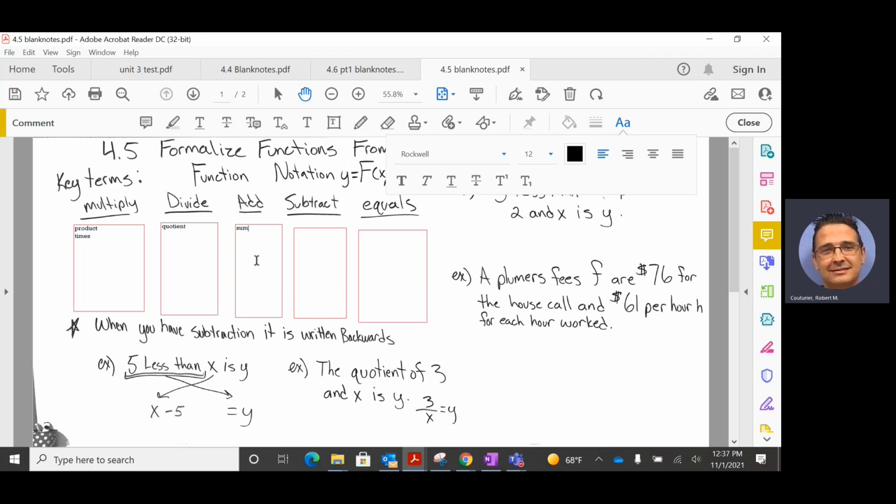Add, well, we have what? Sum. What is the combination of these two things? What is the sum of these two things? They literally could use the word addition.